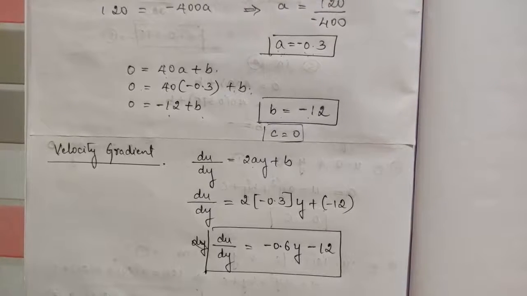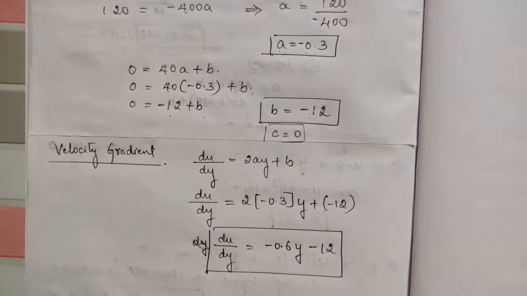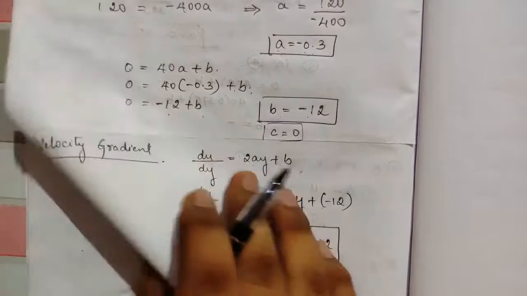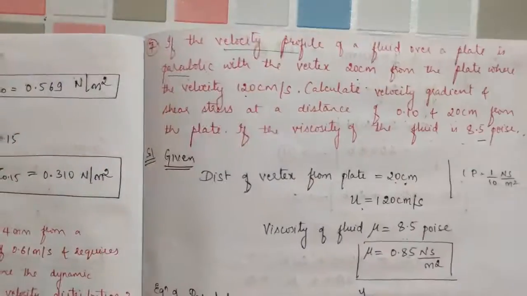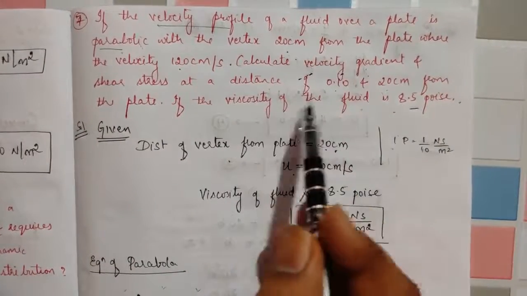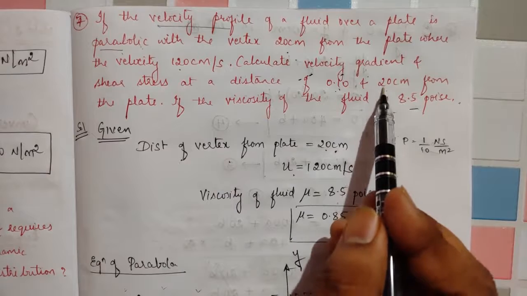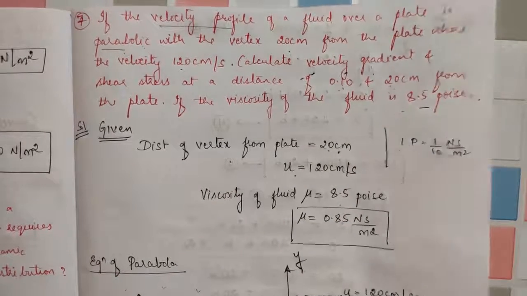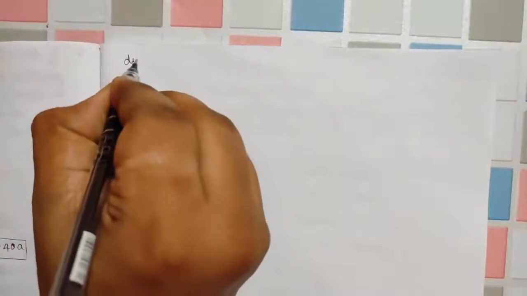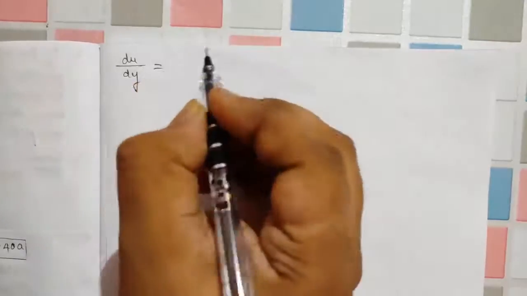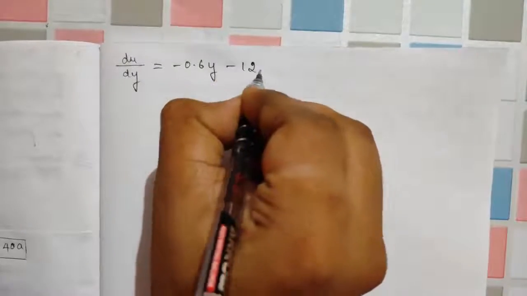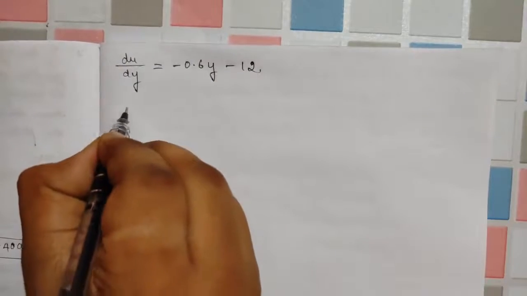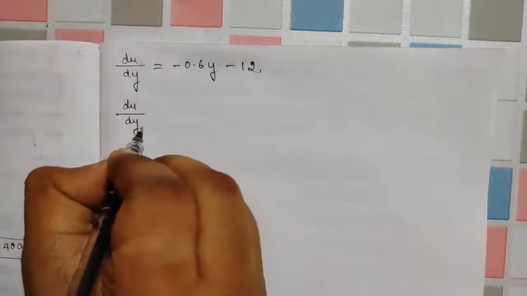Okay, so for this equation we will find the velocity gradient at y equal to 0, y equal to 10 centimeter, and y equal to 20 centimeter. Why do we have to find this? They have given: calculate the velocity gradient at 0, 10, 20 centimeter from the plate. That's why we are finding it. So du by dy, I'll write the equation fully: minus 0.6y minus 12, correct.